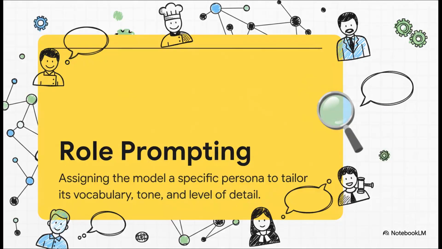And here's a pro tip for you, role prompting. This is an absolute game changer. It's like casting the AI in a play. You tell it, you are an expert copywriter, or you are a senior software engineer. By giving it a persona, you instantly frame its entire world. It uses the right lingo, the right tone, and the responses become so much more valuable.